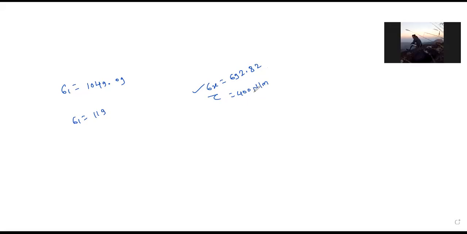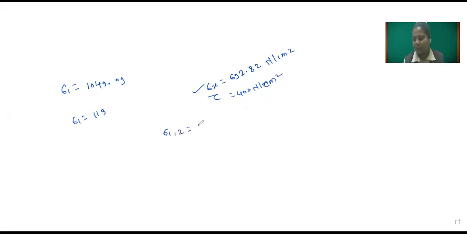Next you have to find sigma 1 and sigma 2. Sigma x is 692.82 Newton per centimeter square, and tau is 400 Newton per centimeter square. Whenever you find sigma 1 and 2, it is equal to sigma x plus sigma y divided by 2, plus minus square root of (sigma x minus sigma y by 2) whole square plus tau square. In this equation, you have to put values.